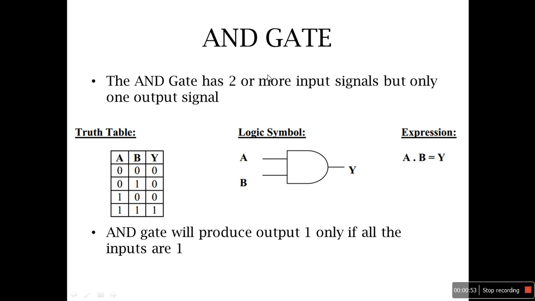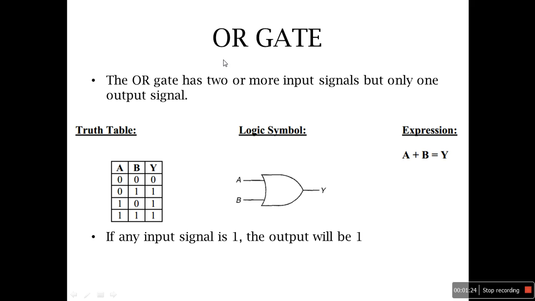The first logic gate we will be looking into is the AND gate. An AND gate will produce an output of 1 if all the inputs are 1, otherwise it will produce an output of 0. This is the truth table of the AND gate, and this is the logic symbol. We see there are two inputs and one output Y, and the expression becomes Y is equal to A dot B, indicating the AND operation.